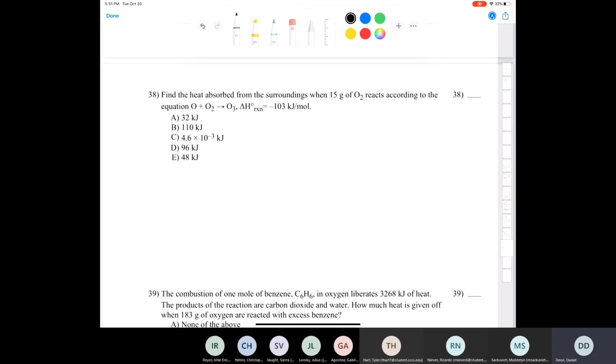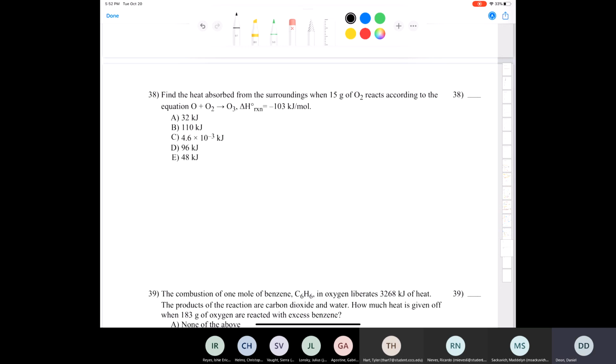Well, the way that delta H is written, it says that this is an exothermic reaction, right? So if we use 1 mole of oxygen atoms plus 1 mole of oxygen gas to produce 1 mole of ozone, the heat that's released by this reaction is 103 kilojoules per mole. But it's asking us how much is going to be absorbed from the surroundings. And so all we would have to do is reverse this reaction, change the sign. I'm not going to bother doing that.